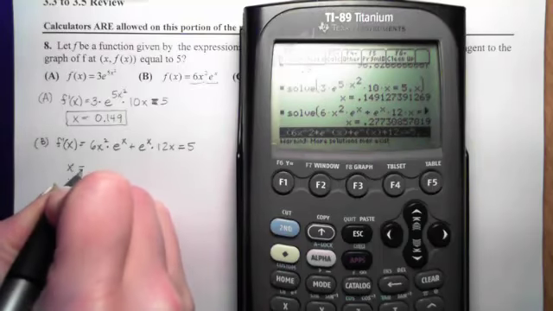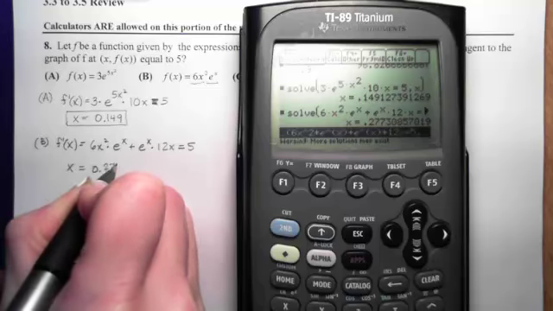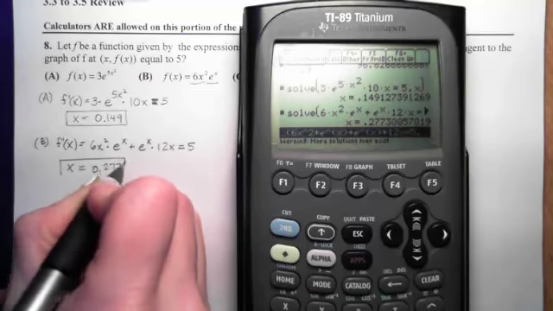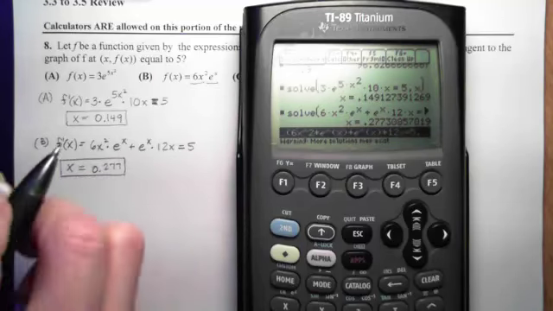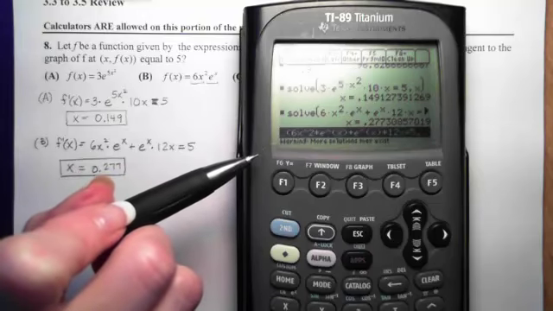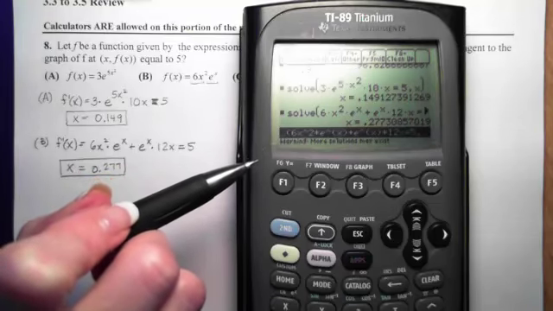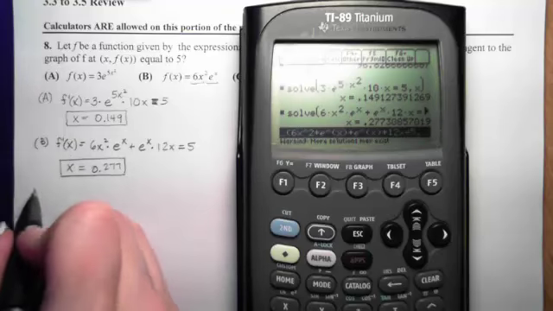So x is 0.277, correct to 3 decimal places. Again, because I got that warning, I could double check on my graph if I chose, but since this is the answer, I'm going to leave it.